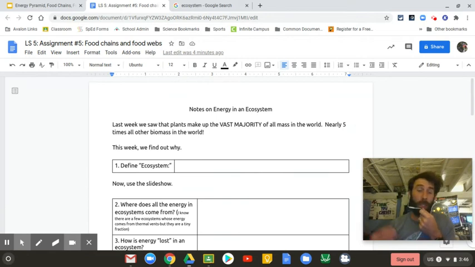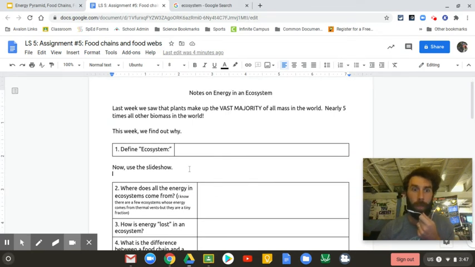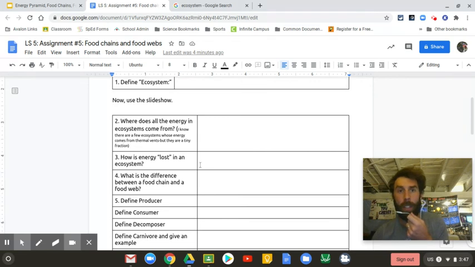So essentially, an ecosystem is the living things that I interact with and everything else, right? So, what is everything else? Rain, rocks, sunshine, clouds, all that stuff, water. Okay. So, the first thing is to define ecosystem. We're going to be using ecosystem a lot today.